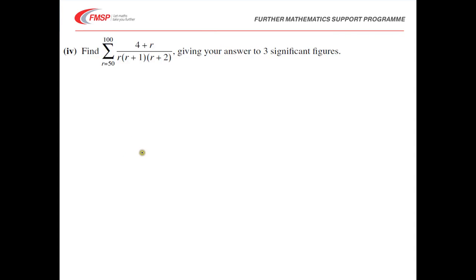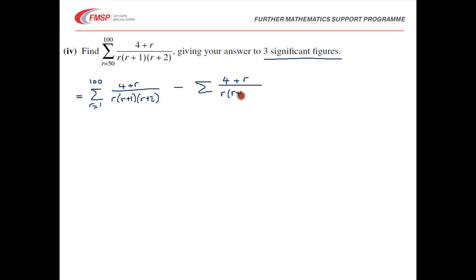And part 4. Now there's a bit of a hint here. Giving your answer to 3 significant figures is not going to come out as a whole number. So the first thing to do is to split that into 2 parts very carefully. The first part goes from 1 to 100, so that's easy enough. And then I need to think, well, what do I need to take off that in order to be left with a sum from 50 to 100? Well, I want 50, so I must make sure I only take off up to 49.